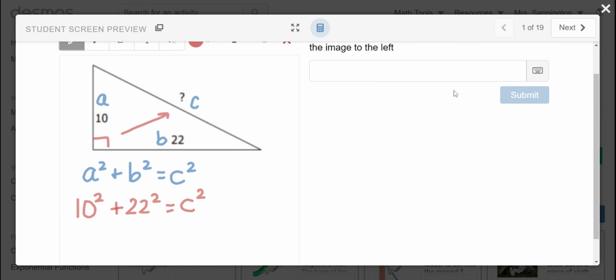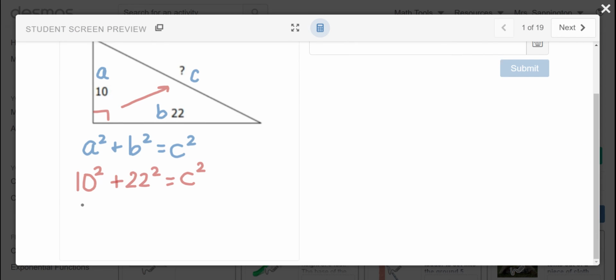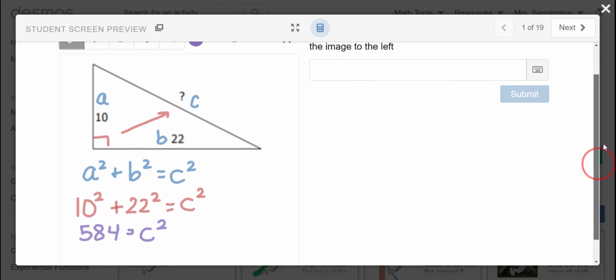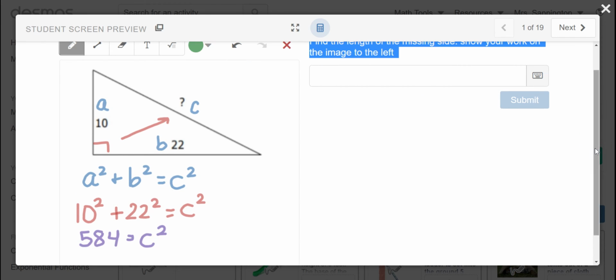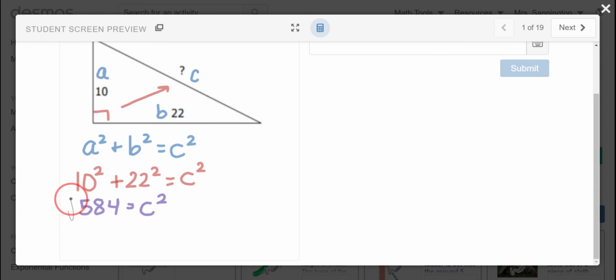So I'm going to write that down. Instead of writing the 10 squared and 22 squared, I'm going to write 584. 584 is equal to c squared. Now, I'm actually not interested in c squared. I'm interested in c. So to solve for c, I'm going to take the square root of both sides. And now c is going to be equal to whatever the square root of 584 is.